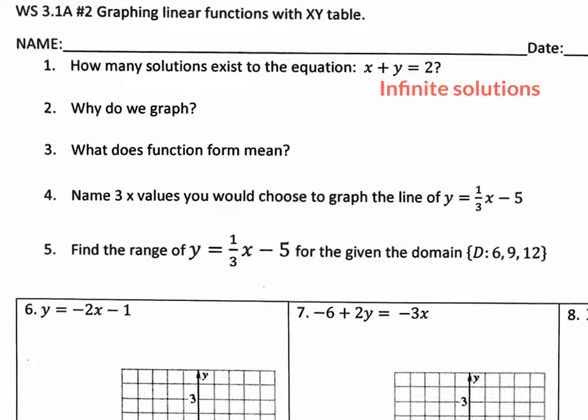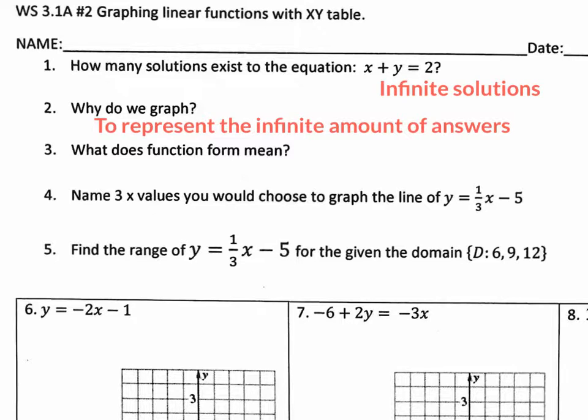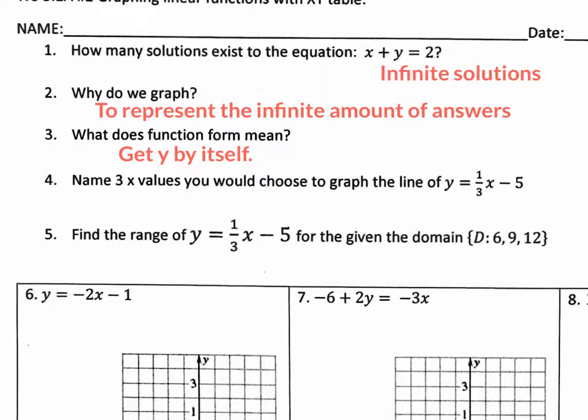All right, so why do we graph? We graph to represent the infinite amount of answers, right? You put arrows on your line because it continues forever. Function form means get y by itself, so let's write that down. So function form means get y by itself, solve for y.